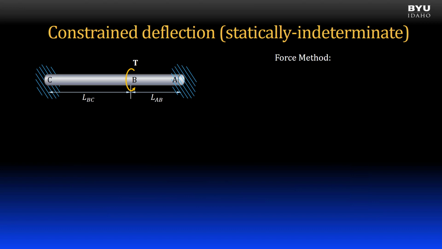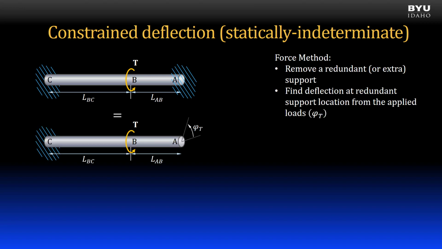First, the force method. An example of a statically indeterminate shaft is shown. A single torque is applied at point B. Ends A and C are fixed. To apply the force method, we first remove a redundant or extra support. In this case, I have removed the fixed support at point A.